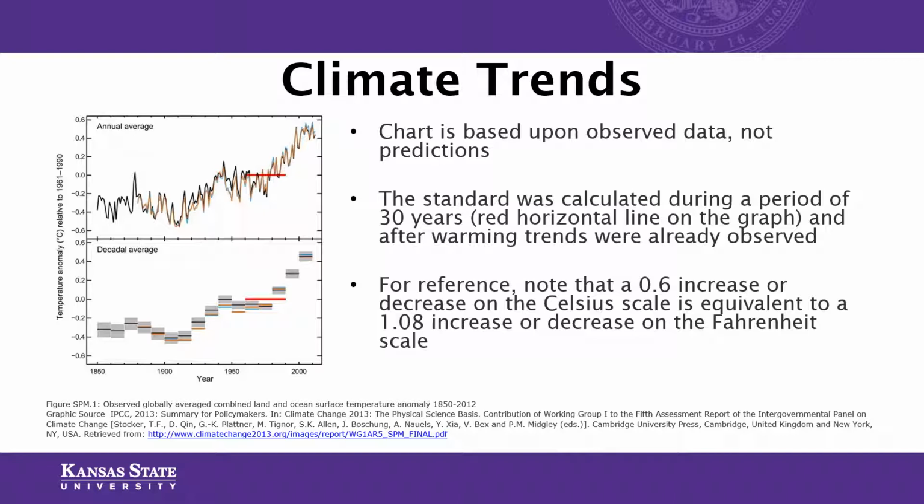So what we have right here, there's this red line. This is the standard temperature that was calculated during a period of 30 years. It's this red horizontal line on the graph. This is after warming trends were already being observed, and so scientists said we should get some baseline data. And after that is when we start to see temperatures start to increase a little bit more drastically.